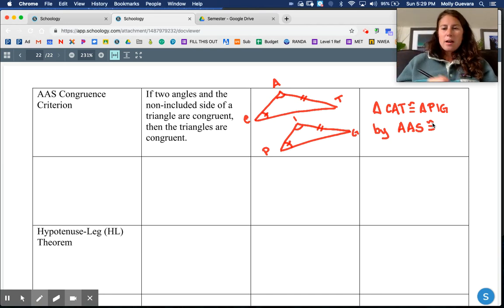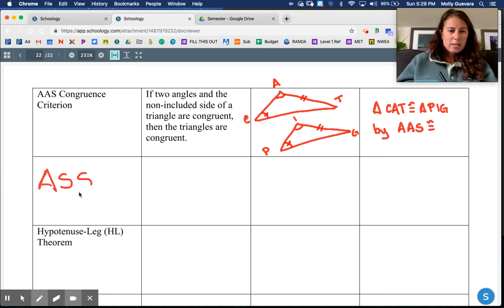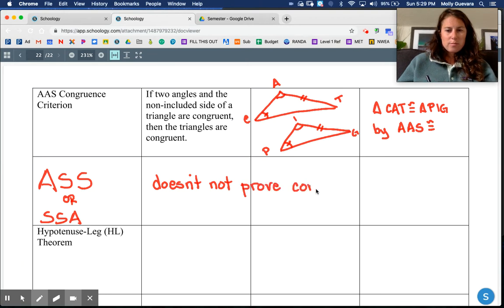And then the last thing I want to say is a quick reminder that ASS, or SSA, same thing, does not work. It does not prove congruency.